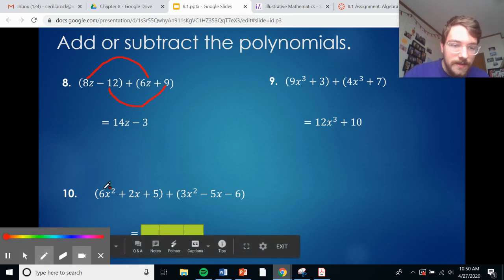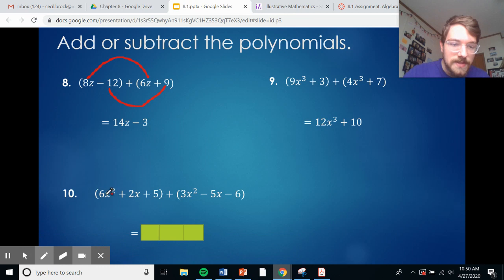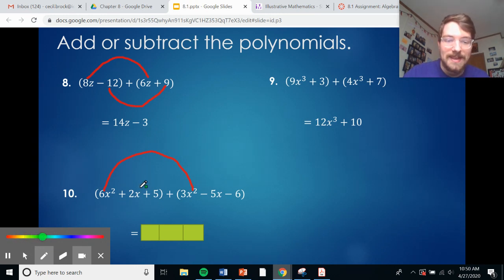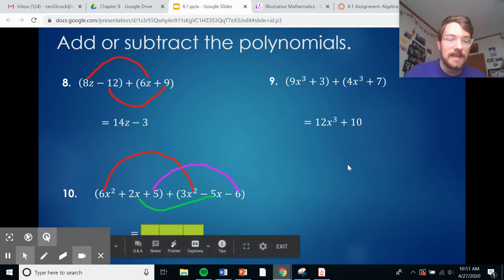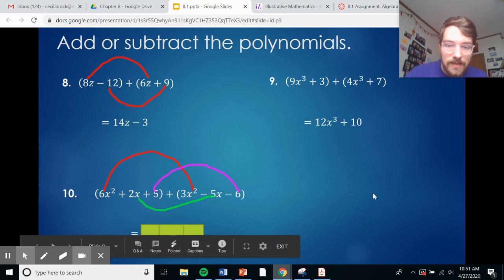So looking at this, I've got x to the 2, x to the 2. So I'd want to add the 6 and the 3. In the middle, I've got just 2x and minus 5x, so I'd want to add those. And then on the very ends of both of them, I've got regular numbers, +5 and -6. So I'd want to add all of those 3 parts individually and then put all the answers together.